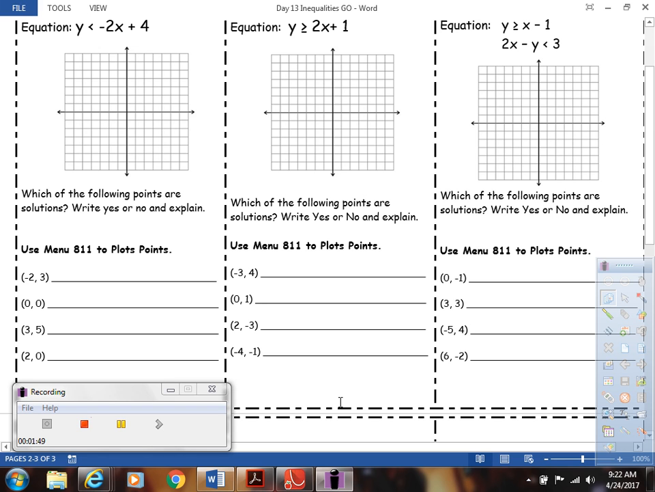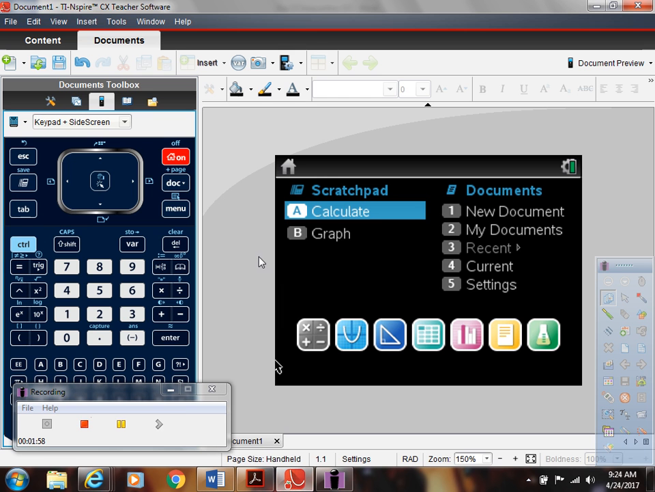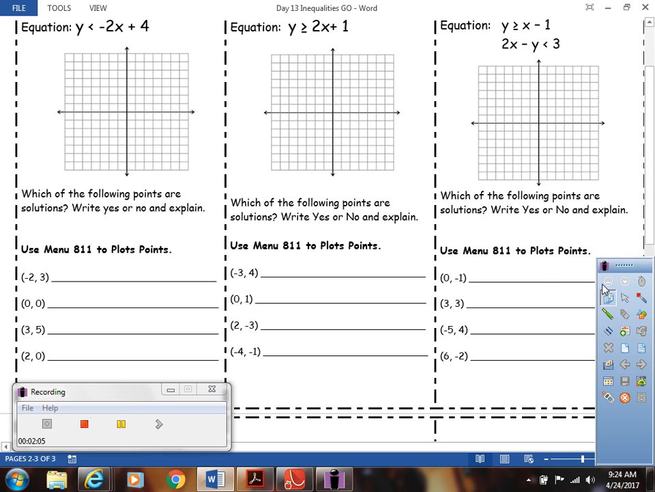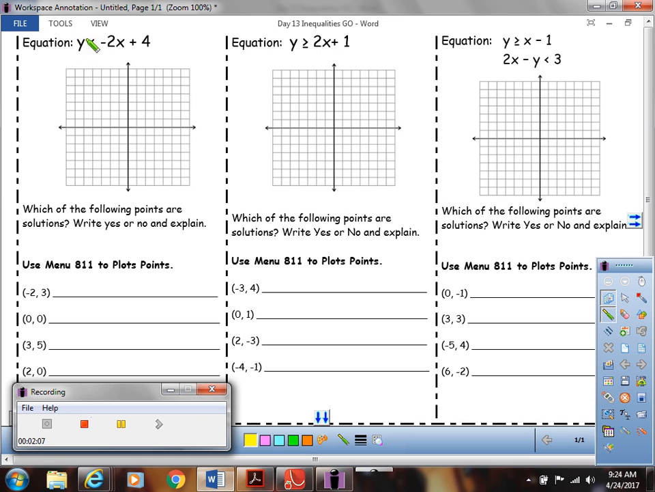Now, on these today, I wanted to go over them because I know some of you tend to forget about the shading, the ones where you have to shade. So that's what this lesson is about. I want you to go ahead and turn on your calculators and let's graph the inequality. These are called inequalities. They have a less than symbol or a greater than or equal to symbol. Sometimes they have 2 inequalities and they call them systems. So let's go ahead and graph this one right here.